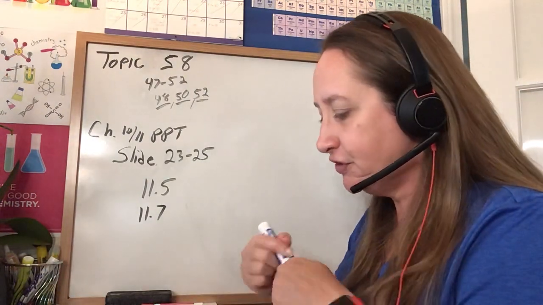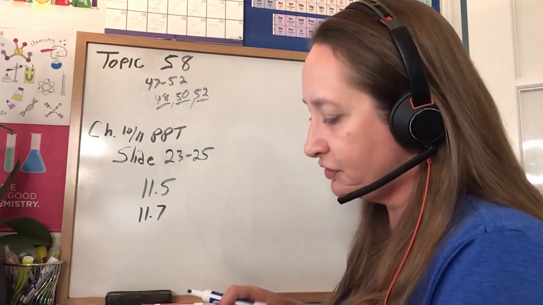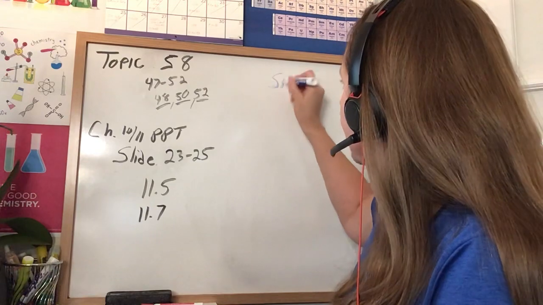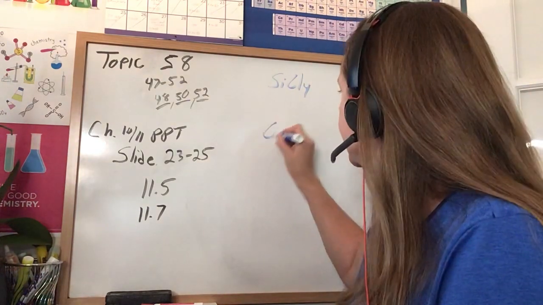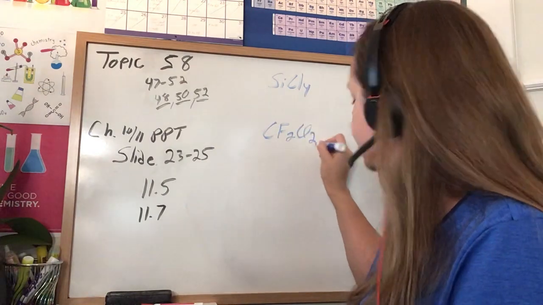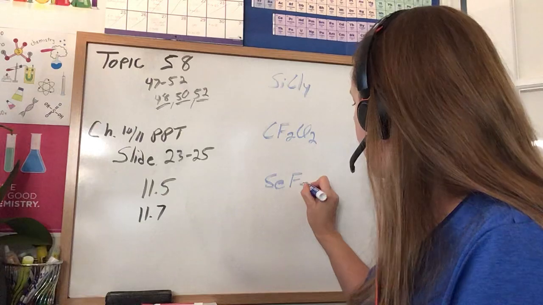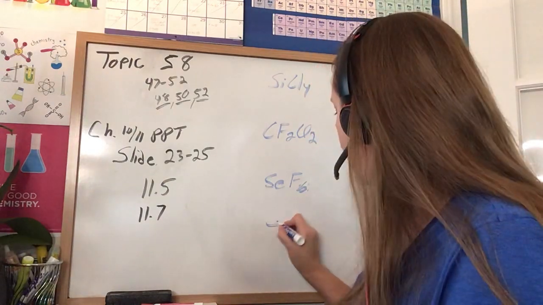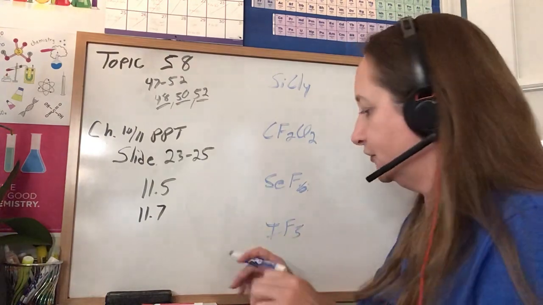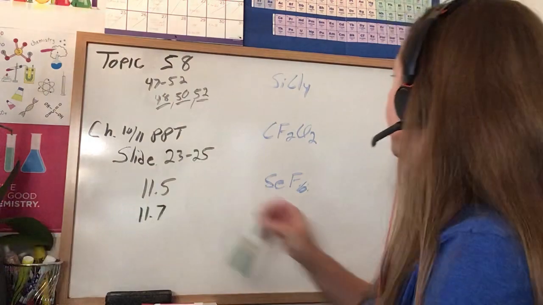All right, so 52 says determine the polarity, and we're also going to determine the hybridization of each of these guys. So SiCl4, CF2Cl2, SeF6, and IF5.